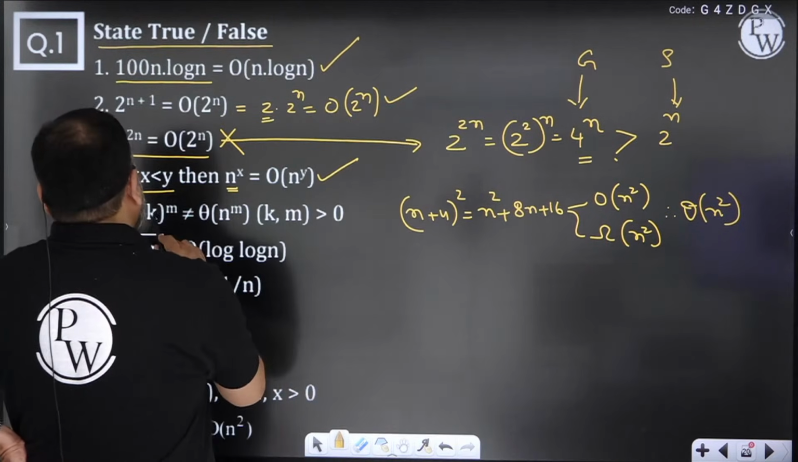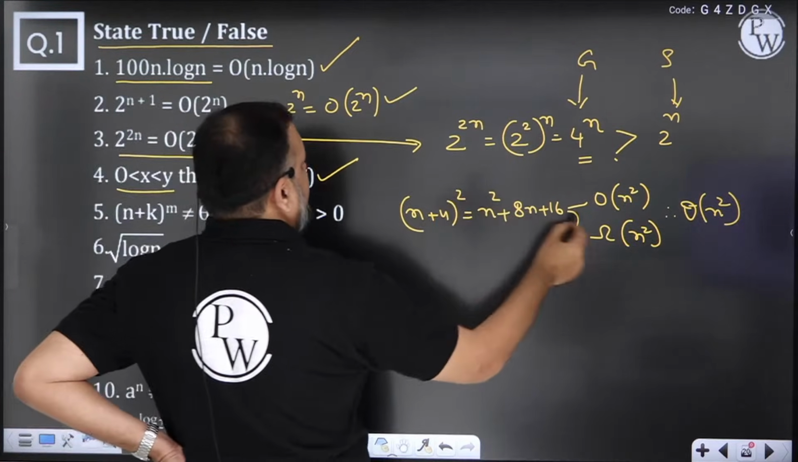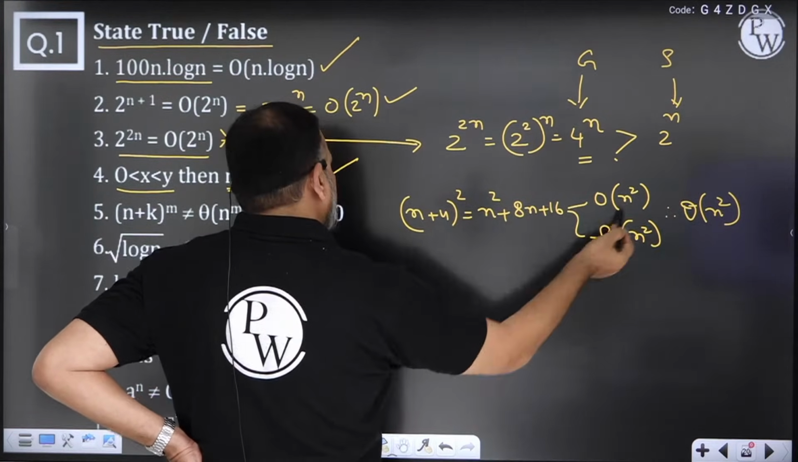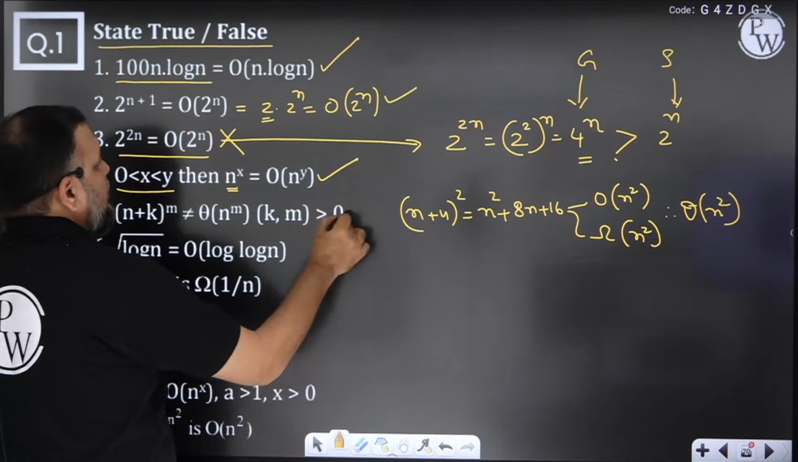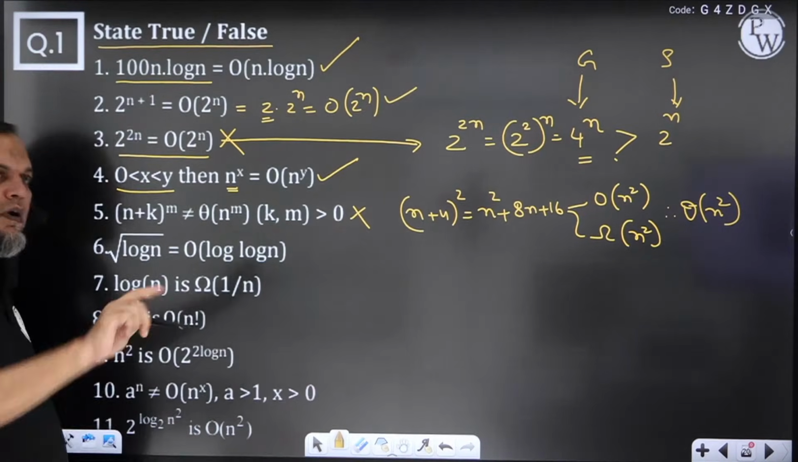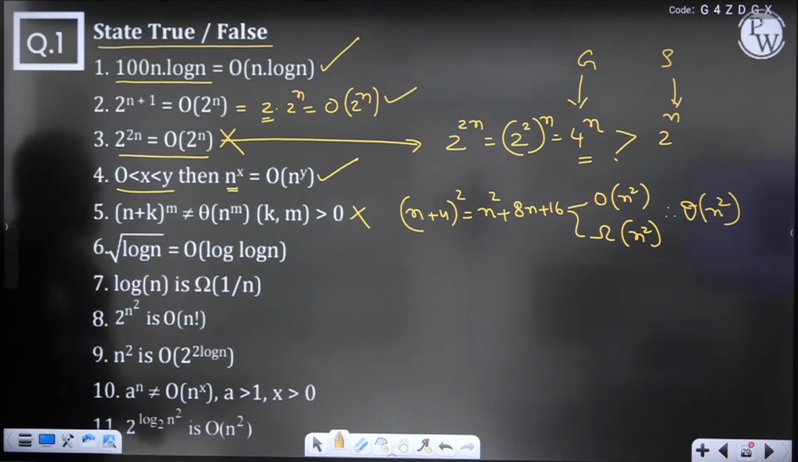So n plus k power m is a polynomial of degree m. So therefore this theta of n power m not equal to is false. Equal to is true. Not equal to is false.